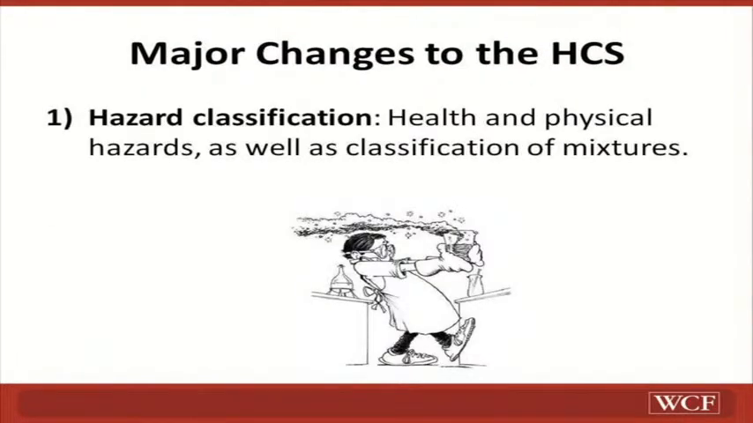So let's talk about the first part of the major changes that are happening with HazCom, and that's the hazard classification. Many of you are familiar with different types of hazard classifications such as flammability or reactivity. Some of those will still apply, but they're going to classify chemicals into really two main categories, health and physical, and then there's an environmental one as well, but we're not going to discuss much of that based on the fact that this is a training topic for the health and safety of employees.